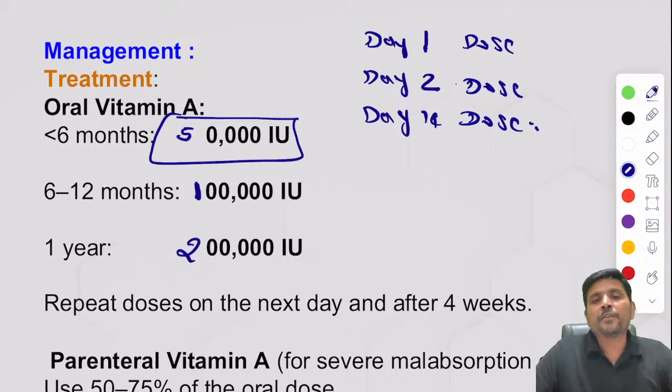I repeat, for xerophthalmia, you need to give intramuscular injection of vitamin A rather than going for oral vitamin A, because it takes a long time for its action to occur. By this time, if you postpone, it will lead to severe night blindness. As a result, I repeat, xerophthalmia involving the cornea should be treated with intramuscular administration of vitamin A.